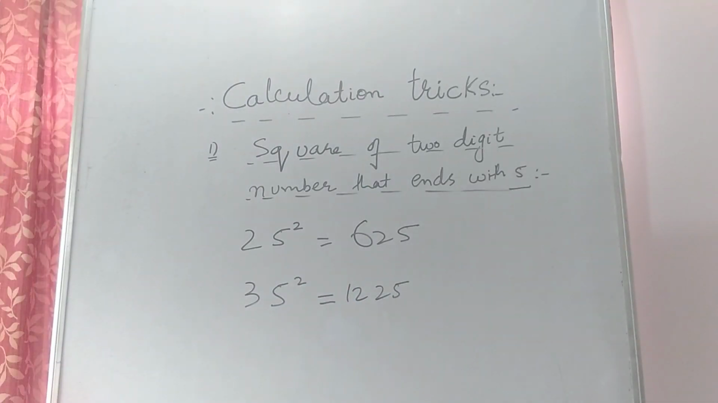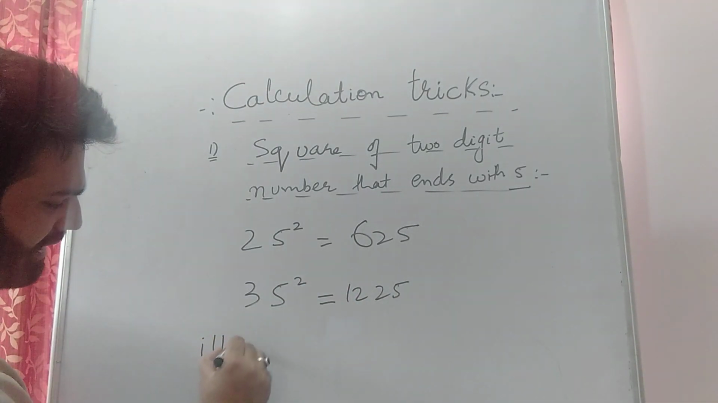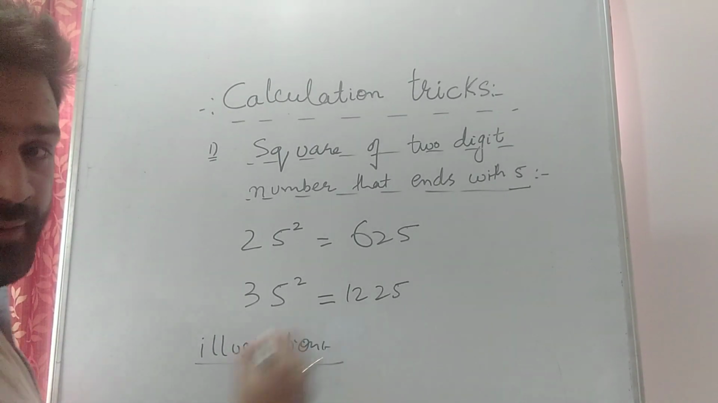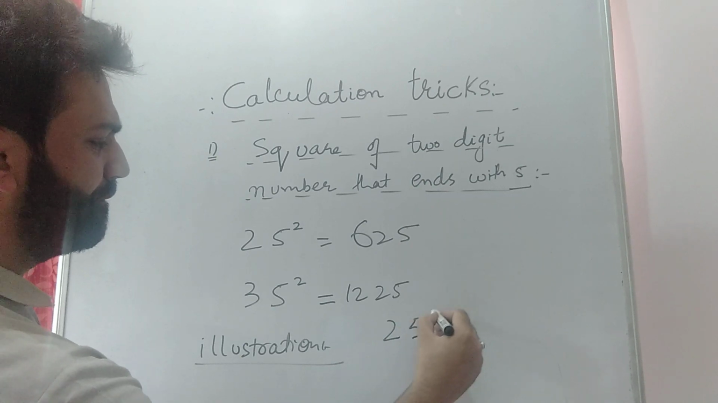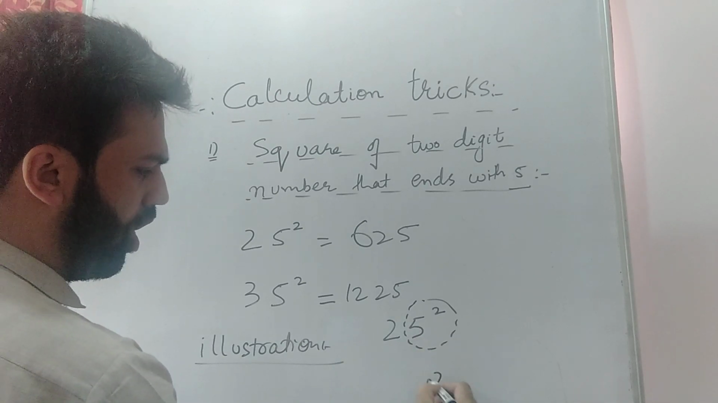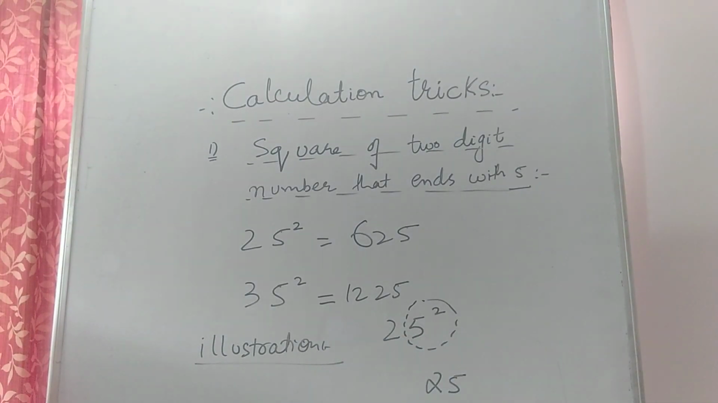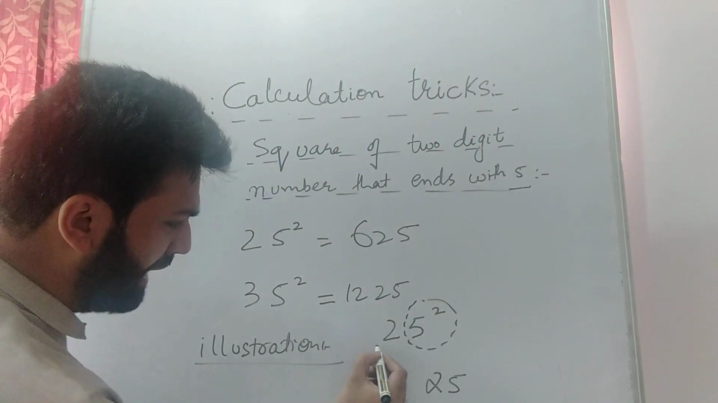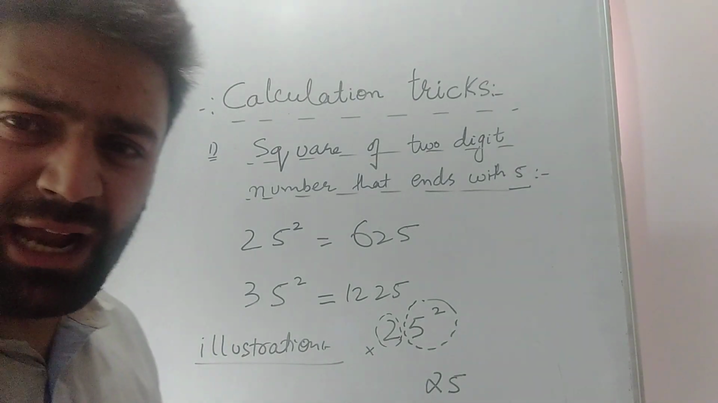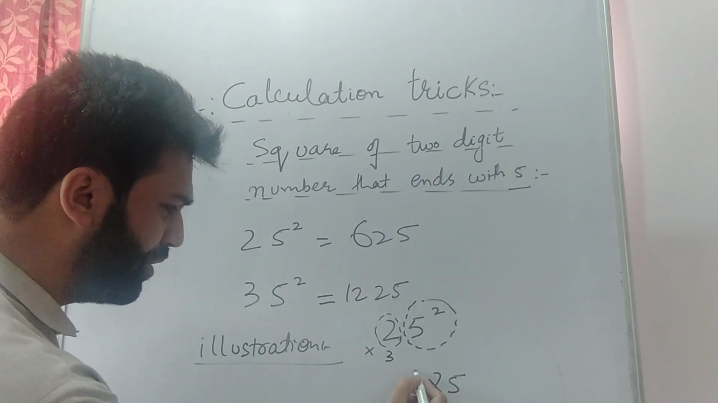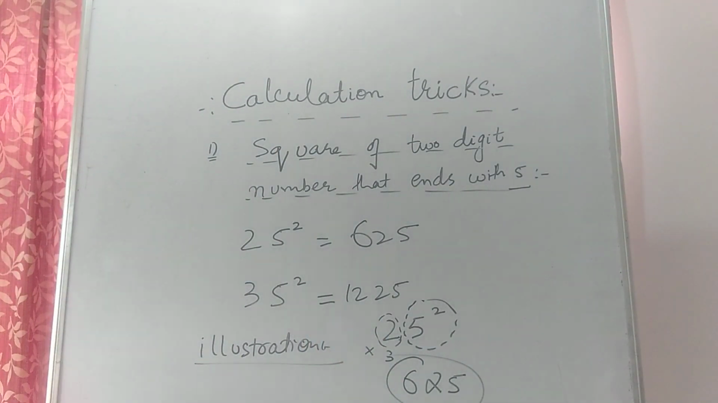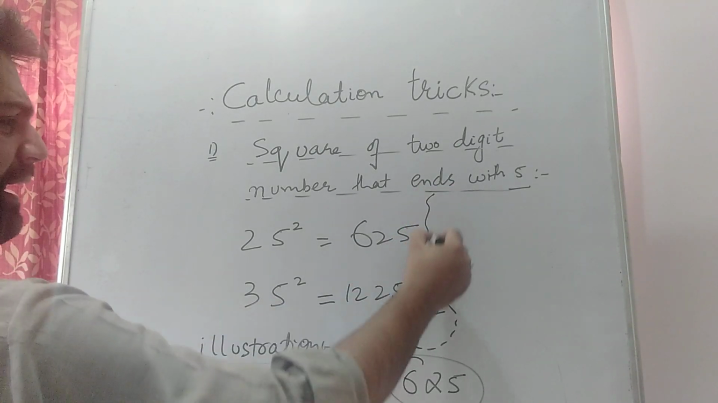So, what is the trick? Trick is very simple. When we write 25 square, what you have to do, you have to calculate 5 square. It's known to all, it's 25. Okay? You have to multiply this digit with the succeeding digit. After 2, the next digit is 3. What is 2 into 3? 6. Answer is 625. Got it?